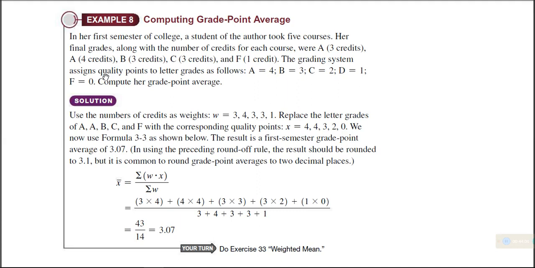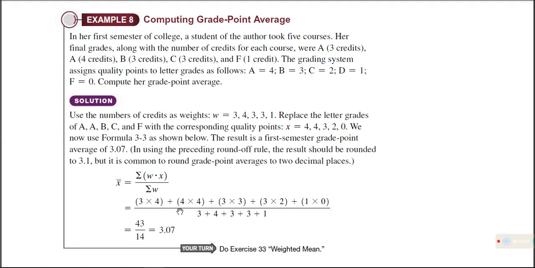So, use the numbers of credits as weights. So, ang weight nila ay 3, 1, at saka 4. So, yun yung mga weights natin. 3, 4, 3, 3, 1. Replace the letter grades A, B, C, F with their corresponding quality points. So, ang excess natin ay 4, 4, 3, 2, 0. Now, we use the formula to pair them up. So, si A, ang kanyang weight ay 3. So, 3 times yung kanyang grade, which is 4.